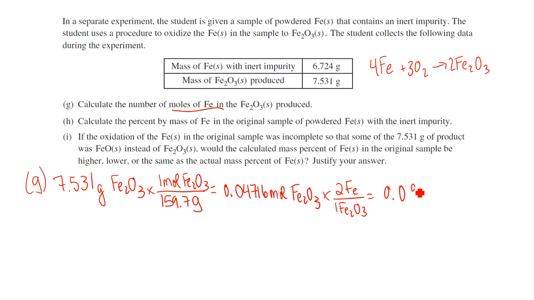And that's 0.09431. That's your moles of iron. So that's it for G.